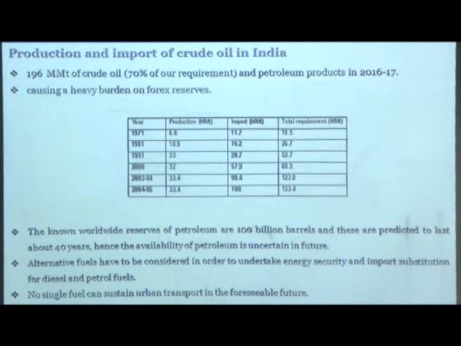So, the known worldwide reserves of petroleum are about 100 billion barrels, and these are predicted to last only about 40 years, and hence the availability of petroleum is really uncertain. Therefore, you have to consider alternative fuels for substitution of gasoline and diesel. You also have to understand that no single fuel can sustain urban transport in the foreseeable future, so you have to really go for a variety of options. Whatever is available, whatever can sustain, you have to look at it seriously.